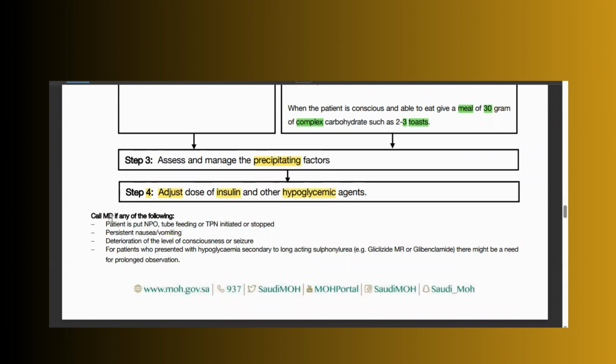Call the consultant if any of the following: patient is nil per oral, tube feeding or TPN initiated or stopped, persistent nausea, vomiting, deterioration of the level of consciousness or seizure, or patient who presented with hypoglycemia secondary to long-acting sulfonylurea. There may be need for prolonged observation.